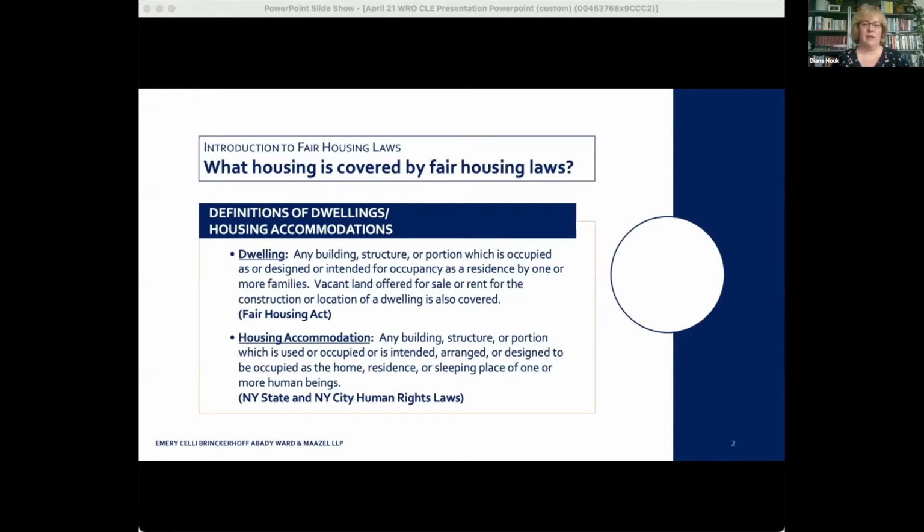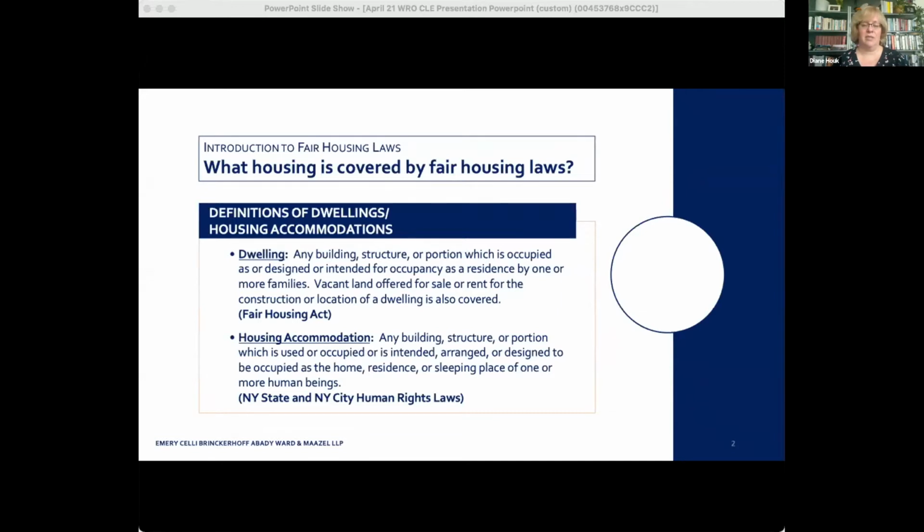So to start with, whether you're thinking about the Federal Fair Housing Act or the state human rights law, there are different definitions about what is considered housing that's covered by these laws. Under the federal law, it's a dwelling. We've included the definition here, and dwellings include vacant land that may be used to construct a dwelling on, and households may have more than one dwelling.